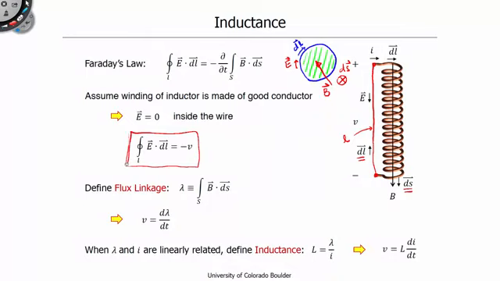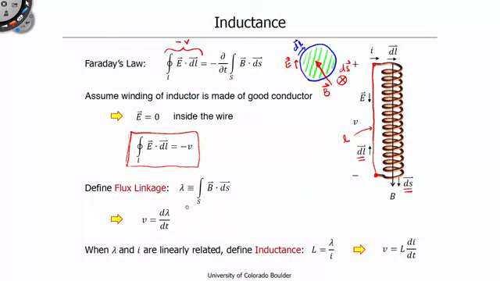So the left-hand side of Faraday's law simply reduces to minus V, where V is the voltage across the terminals of this coil. For the right-hand side, let's make a new definition. We'll define flux linkage as the integral of the magnetic flux density over the surface that's suspended by this loop.